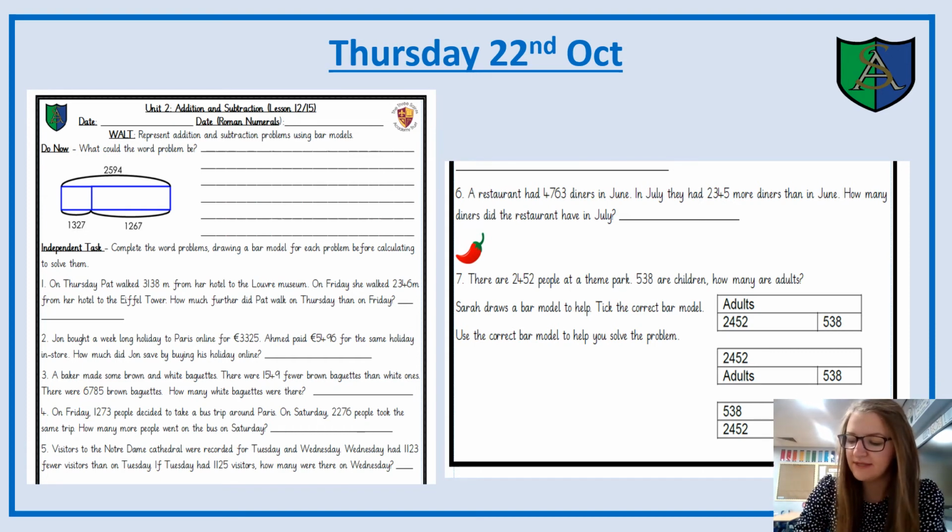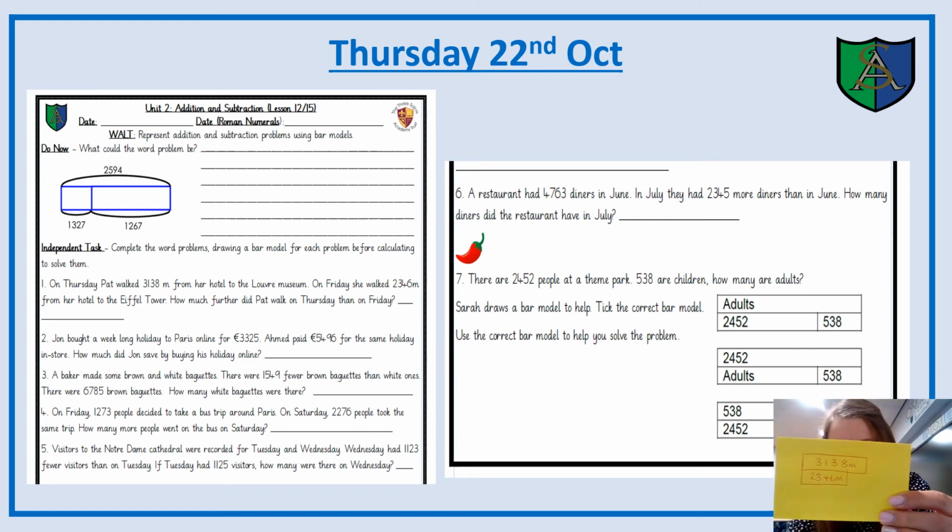So I'm thinking about this in a bar model. Thursday, she walked 3,138 metres. Friday, she walked 2,346 metres. Again, in my bar model, you can see my top one represents Thursday, my bottom one represents Friday. How much further did she walk? We want to know the distance here, how big this bit represents.